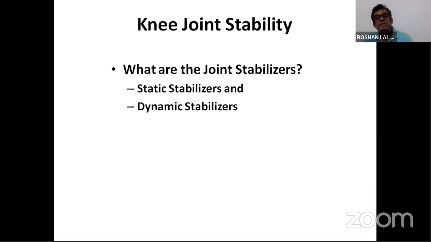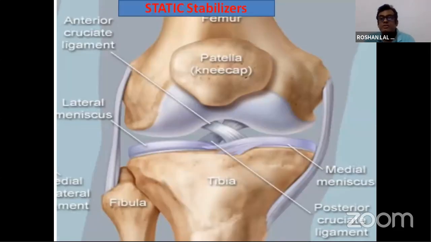Stability of the knee joint is provided by two structures, static stabilizers and dynamic stabilizers. Static stabilizers are those structures which do not contract, but they provide stability to the knee joint at rest as well as during the activities or during the movements.